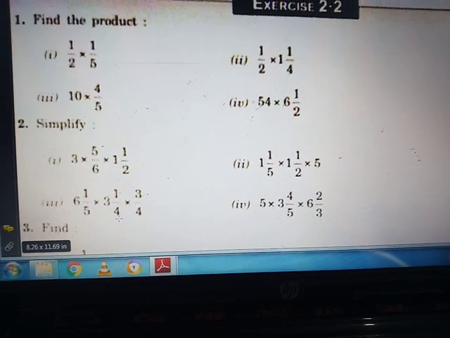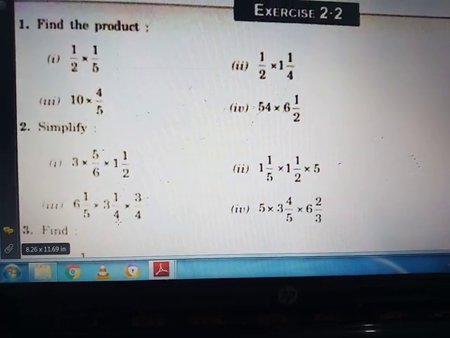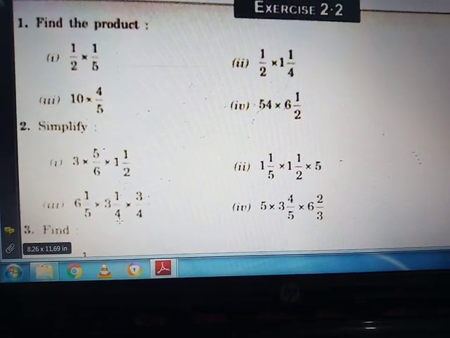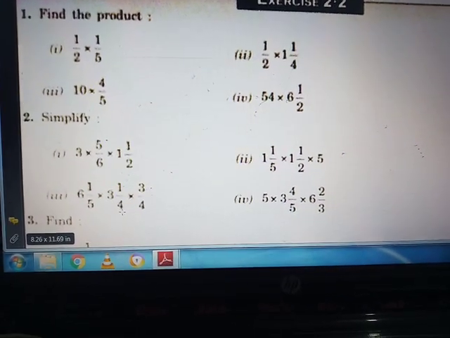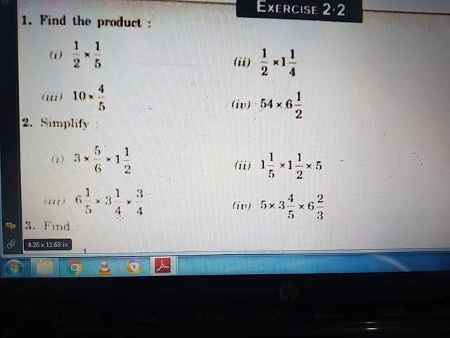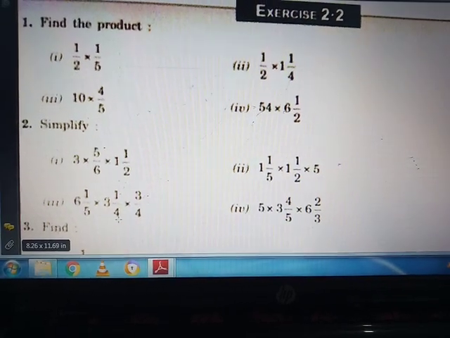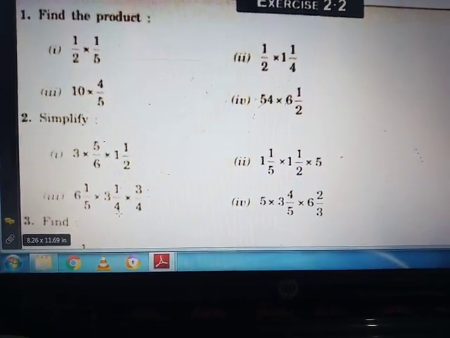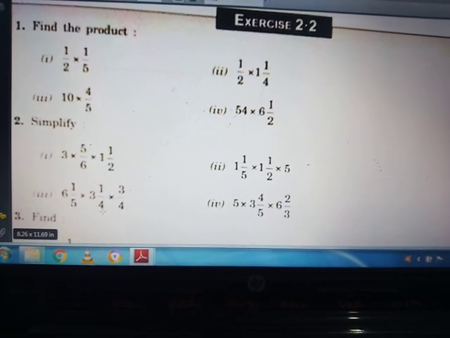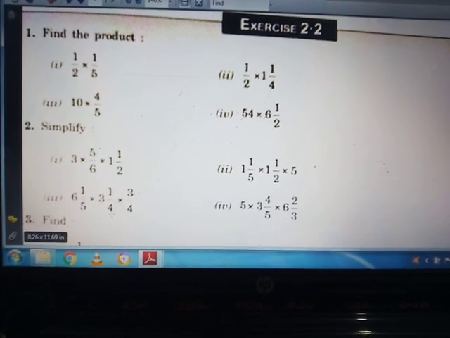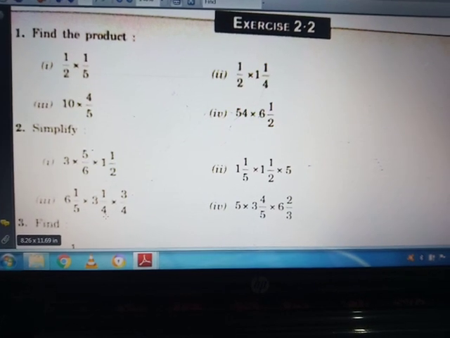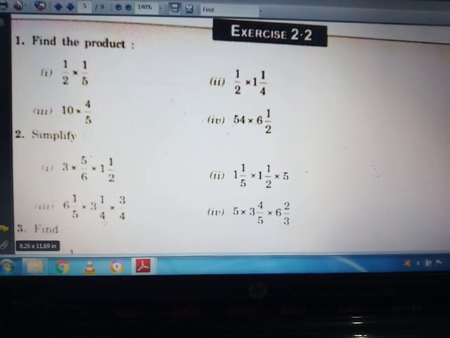Exercise 2.2. We have already discussed question number 1 and the multiplication of fractions in earlier videos, and now we will start question number 2 and solve each and every question one by one. The first part of question number 2 is 3 multiplied by 5/6 multiplied by 1 whole 1/2. So we will solve this question first.